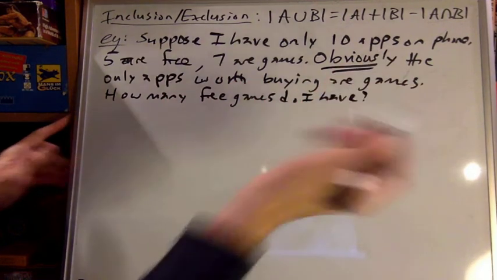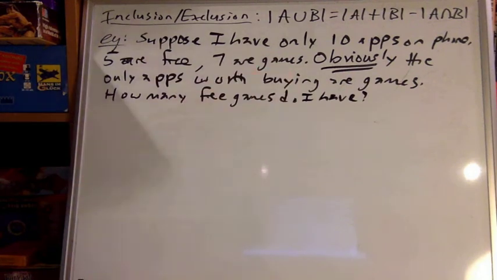On my phone. Well, let's write down what we know about these sets, and we'll write down the inclusion-exclusion formula, and we should be able to pull this out. Now, I'm sure a lot of you can do this in your head, so it's not so much about how many free games do I have in this fictitious scenario. It's really more about, can you apply the inclusion-exclusion formula?